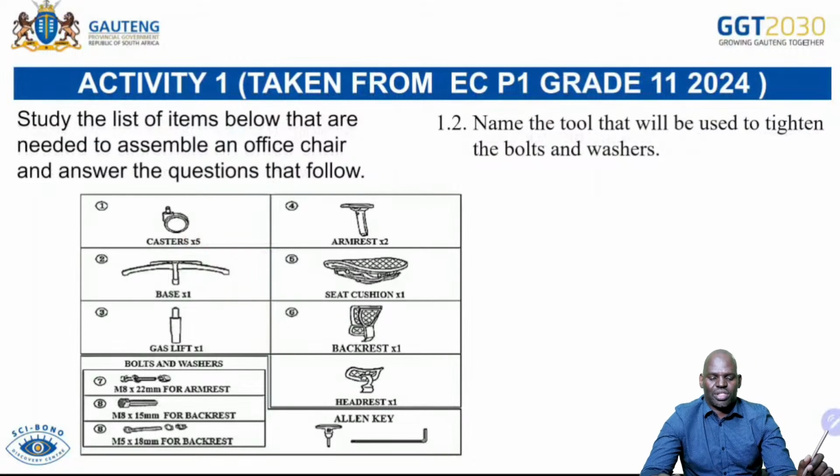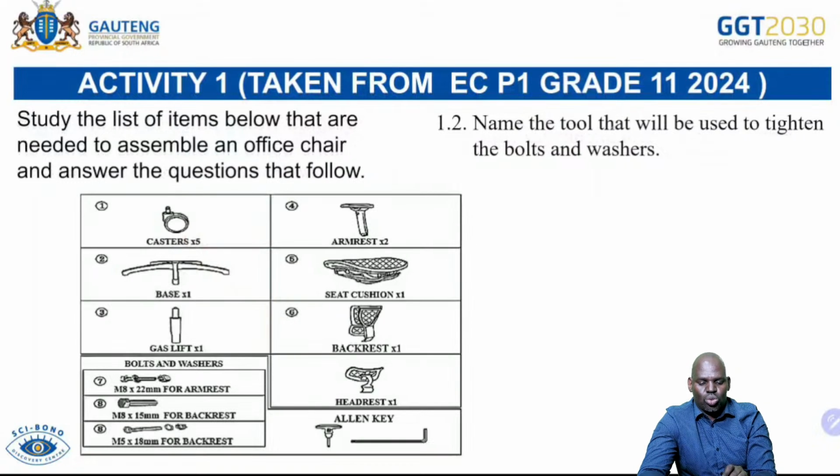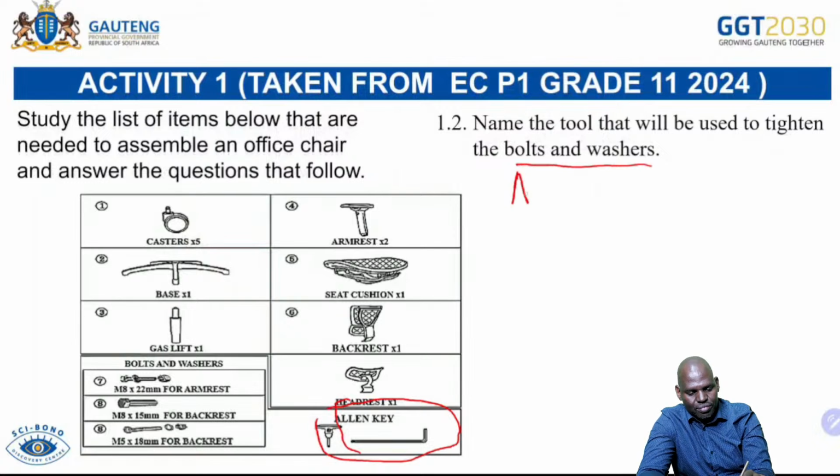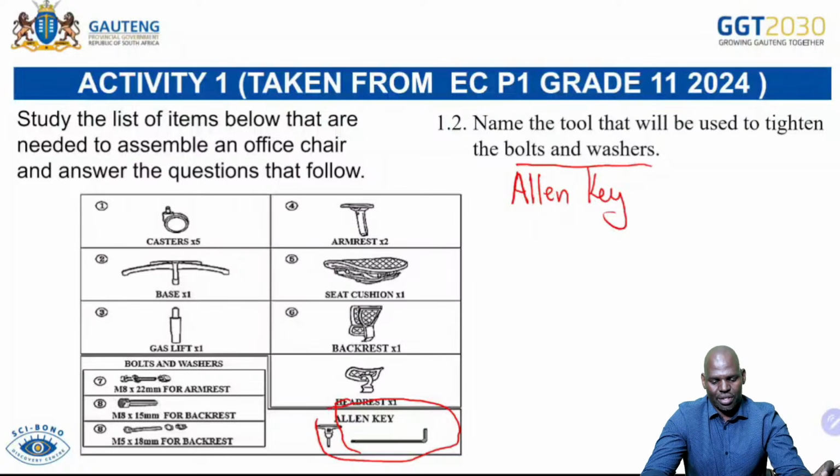And then 1.2 is: name the tool that will be used to tighten the bolts and washers. So we have to look on the picture. Which one do you think is a tool? These are the parts, then this one is a tool. The name of the tool is Allen key. That is the name of the tool that will be used to tighten the bolts and washers. You can see the answer is there on the picture.